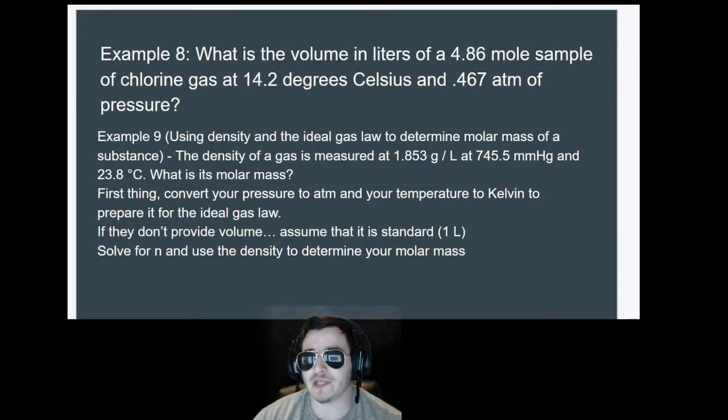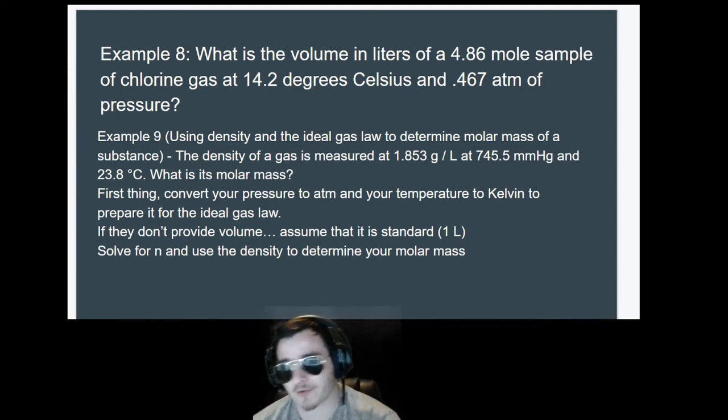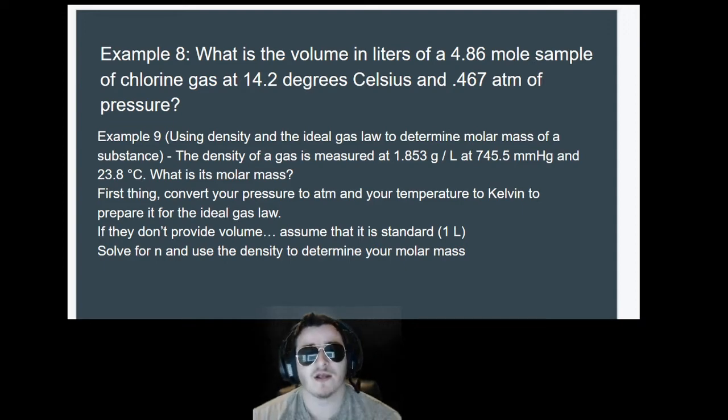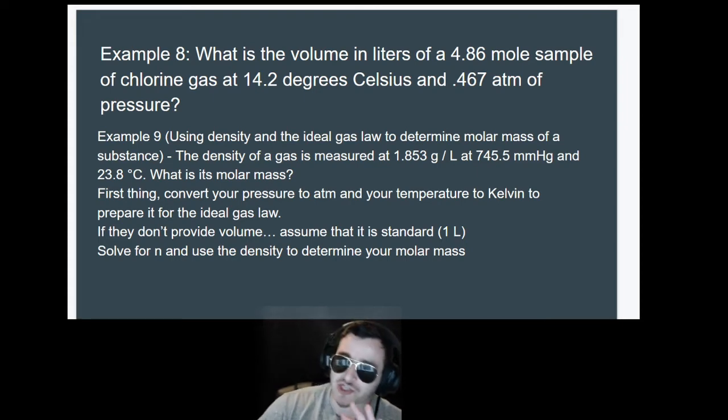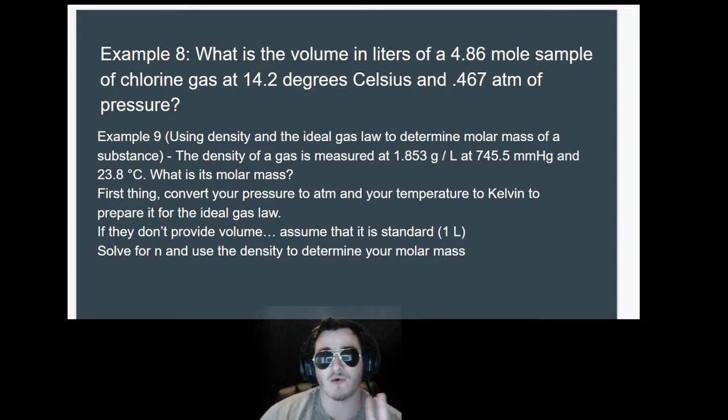In example 9, we'll be utilizing the ideal gas law to determine and calculate the molar mass of a substance. And if you have the molar mass, well, then maybe you can identify what this substance actually is. Not a definite outcome, but it is possible, certainly. So let's see the information provided. The density of a gas is measured at 1.853 grams per liter at 745.5 millimeters mercury and 23.8 degrees Celsius. What is its molar mass? Well, we're going to actually describe 2 different strategies that you can implement here. The first one is a little more complicated, and the second one is a definite shortcut. So we'll describe that here in a second.